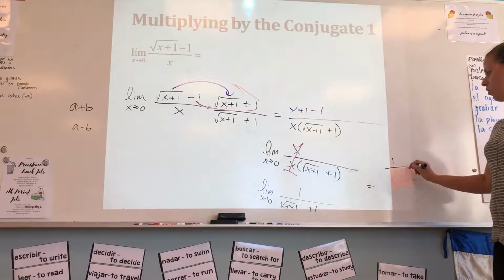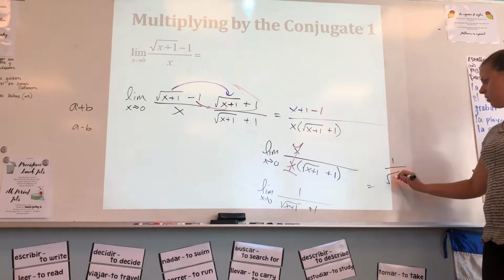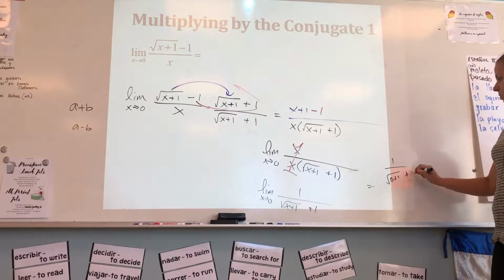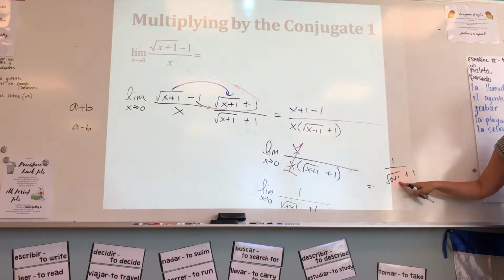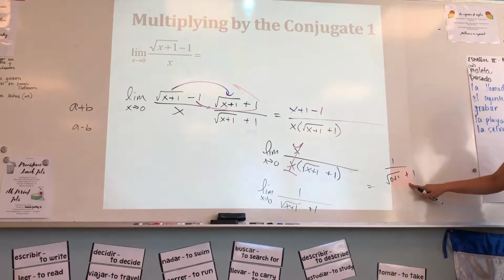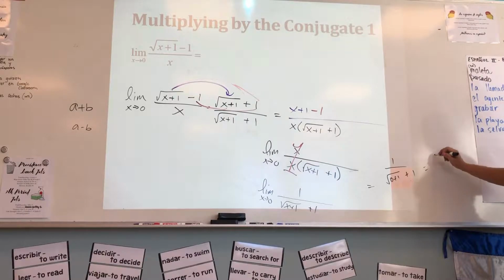So 1 over the square root of, I'm plugging in 0, 0 plus 1. The square root of 1 is 1, plus 1 is 2. 1 over 2.